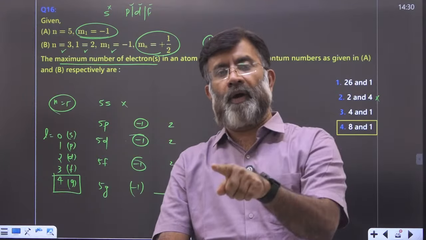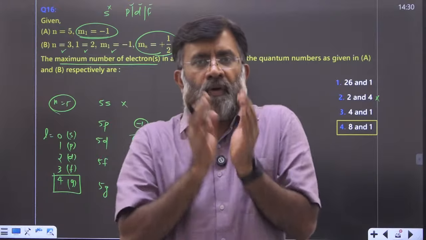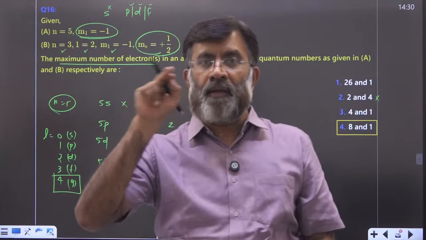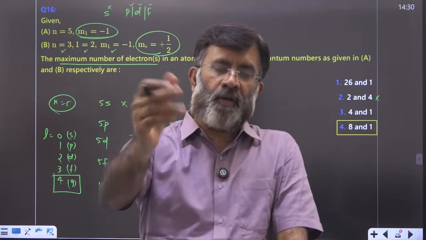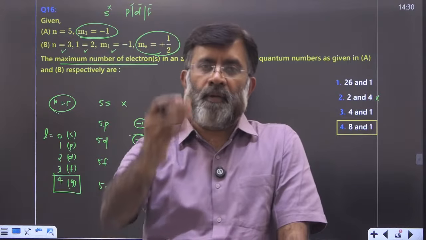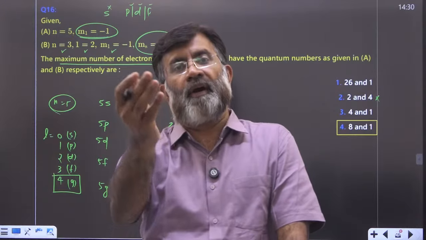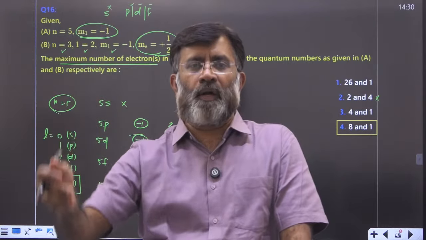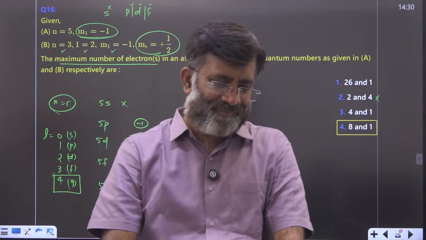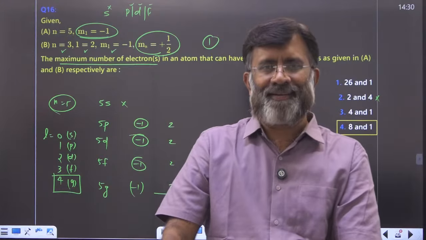N equal to 5, m_l equal to -1. That means how many electrons can be in the 5 orbitals with -1? It may be 5p, it may be 5d, it may be 5f, it may be 5g also. So you can have 2 each, 8 electrons. I hope that is clear.